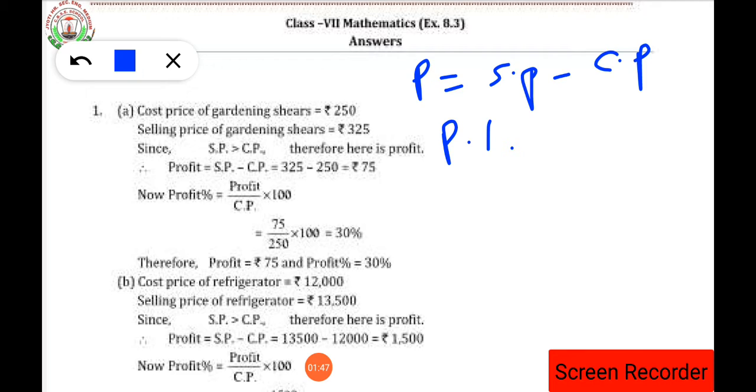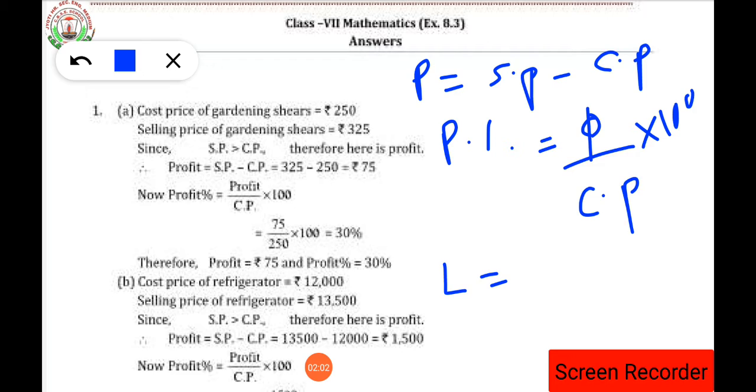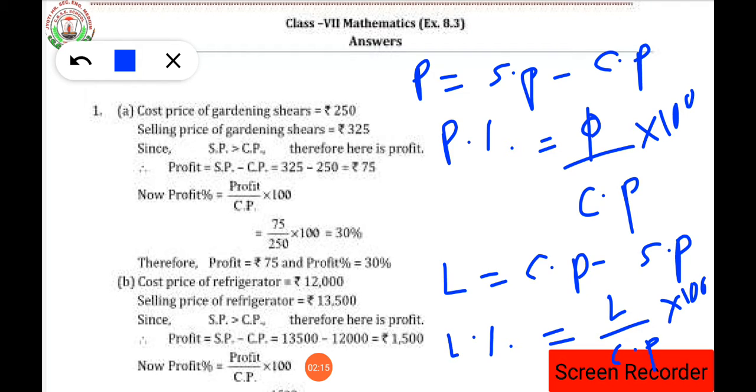Then if we get profit in the question, we have to find the profit percent, isn't it? So profit percent is equal to profit upon CP, that means the value of cost price, into 100. When CP is greater than SP, we will have the loss. So loss is equal to CP minus SP. When we have the loss in the question, we have to find the loss percent. So in that case, loss upon CP into 100. So this is the formula which you have to apply in this question.